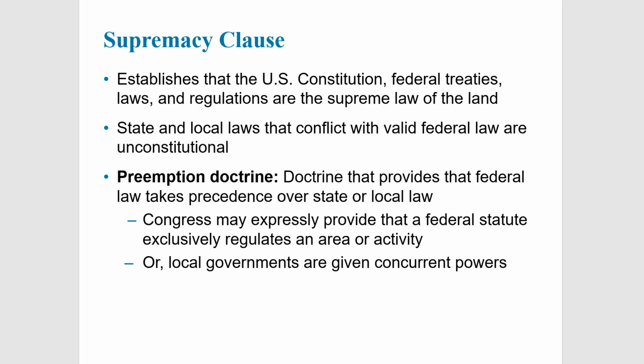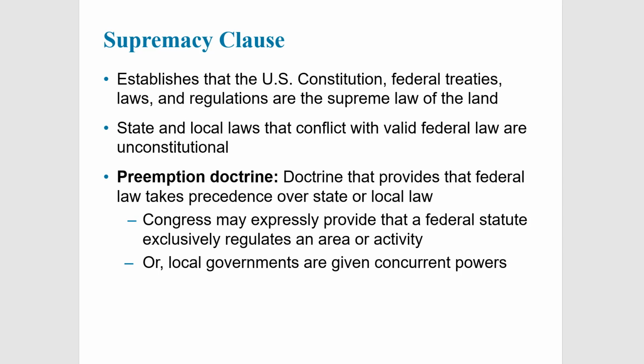The Supremacy Clause of the Constitution establishes that the U.S. Constitution, federal treaties, laws, and regulations are the supreme law of the land. So if there are state and local laws that conflict with valid federal or constitutional law, they will be declared to be unconstitutional. Therefore, the federal law will preempt the state or local law. That's what the preemption doctrine is. It provides that the federal law takes precedence over state or local law.